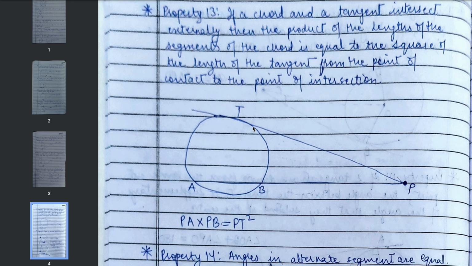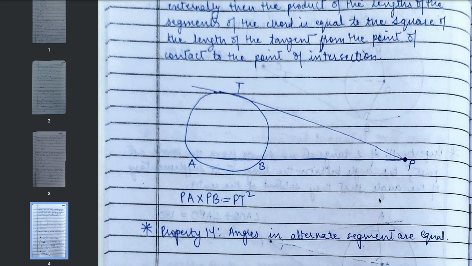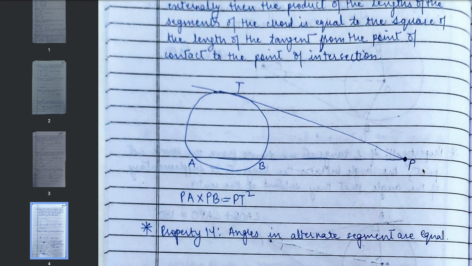We have a circle here and a chord AB, and I have extended this chord AB to meet at point P over here, and I have a tangent PT coming out from point P, the exterior point. So the tangent and chord are intersecting externally at point P. What will happen here is PA into PB, the product of the segments of the chord, is equal to the square of the tangent. So PA into PB is equal to PT square.